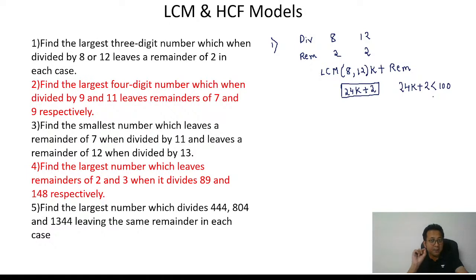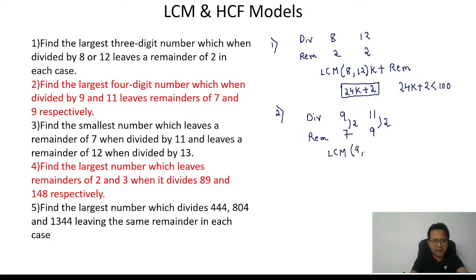But when the remainder is the same, LCM difference is 2. 11 minus 9, difference is 2. In all such cases, where the difference between the divisor and the remainder is the same, how will you write the number? The number will be of the format LCM of the two numbers, which is 9 and 11, so 99K minus the difference.